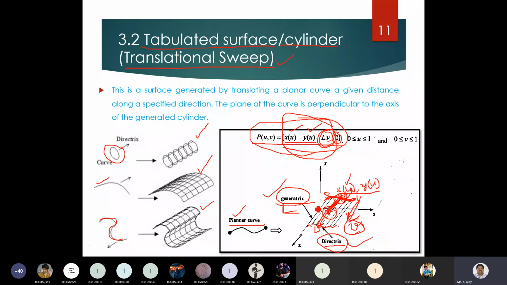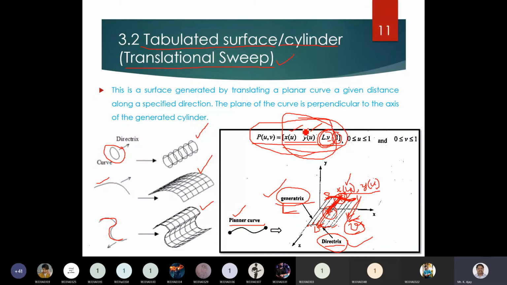One surface, for example this particular surface, I can get in two ways. Considering this edge as a straight line and directing along a curve, I can get a surface. The same thing, considering the curve as a generatrix, I can alter both these things. By altering also, I can get a similar kind of surface. So a tabulated surface or tabulated cylinder makes use of two curves basically.